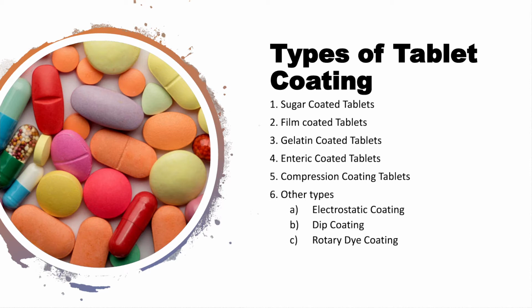Then other types of tablet coating processes utilize sophisticated advanced techniques like electrostatic coating, dip coating and rotary die coating. So we're going to discuss mainly the sugar coated tablets, film coated tablets and enteric coated tablets, the reason being they are the widely used coatings for tablets.